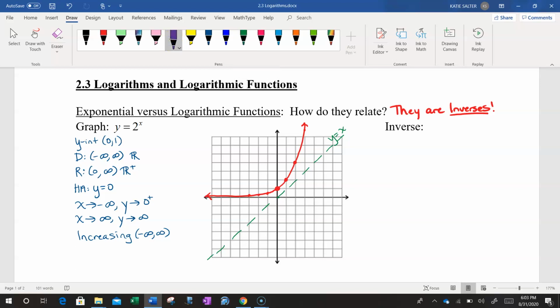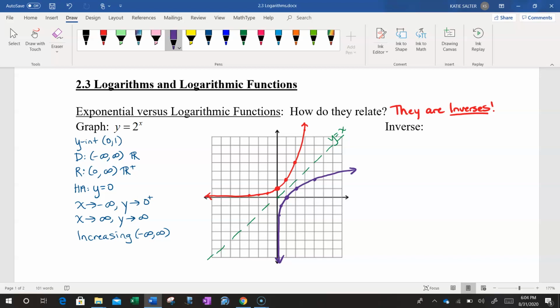Since this has a y-intercept at (0, 1), the inverse is going to have an x-intercept at (1, 0). This function has the point (1, 2), so this is going to have (2, 1). This function has the point (2, 4), so this one is going to have (4, 2). This one has (-1, 1/2), so this one is going to have (1/2, -1). You can see how that behavior continues. And that is a logarithmic function.